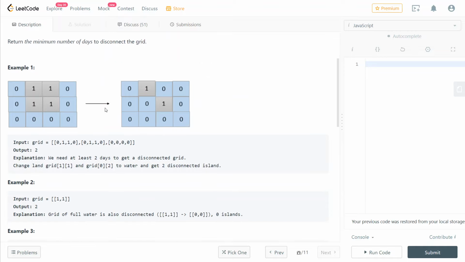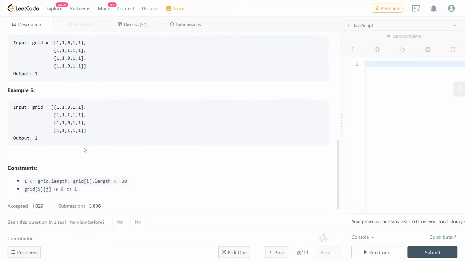So this problem, the key insight to solve this problem is you can do some trial and error. One of the things that is really helpful is take this example and fill in all of the zeros with ones. So now you have a matrix completely filled with land, and you need to ask yourself, okay, what is now the minimum number of days that will take me to make it disconnected?